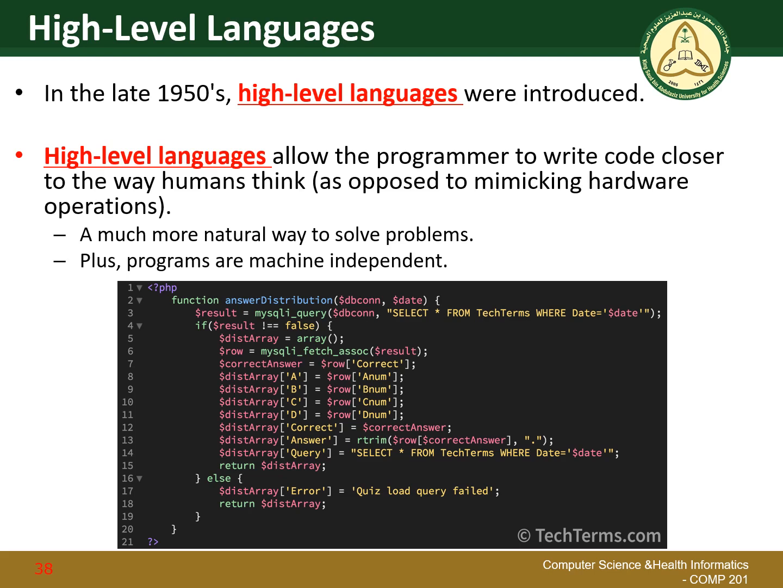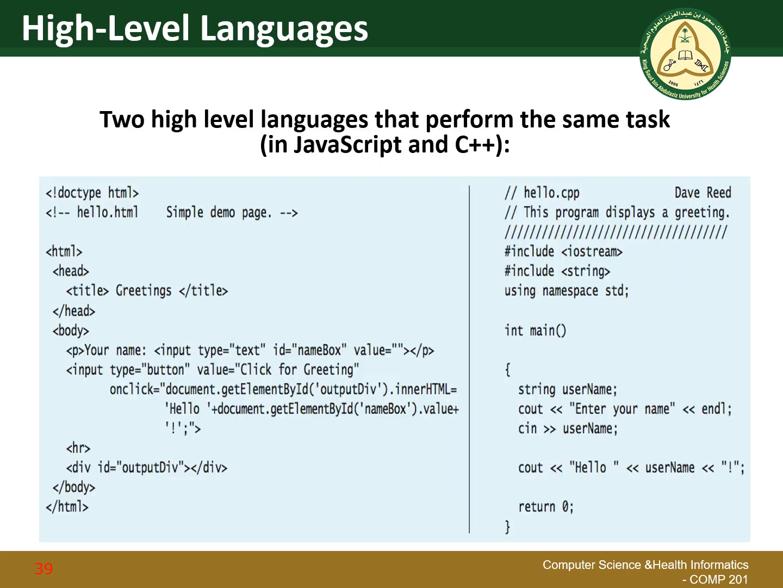High-level languages are a much more natural way to solve problems, where the programmer doesn't have to understand the hardware operations to write his code. Another important feature of high-level language programs is that they are machine independent, meaning they are able to run on a variety of computers and hardware, and are not restricted from this side. There are many high-level languages. This is just an example of JavaScript and C++ code.